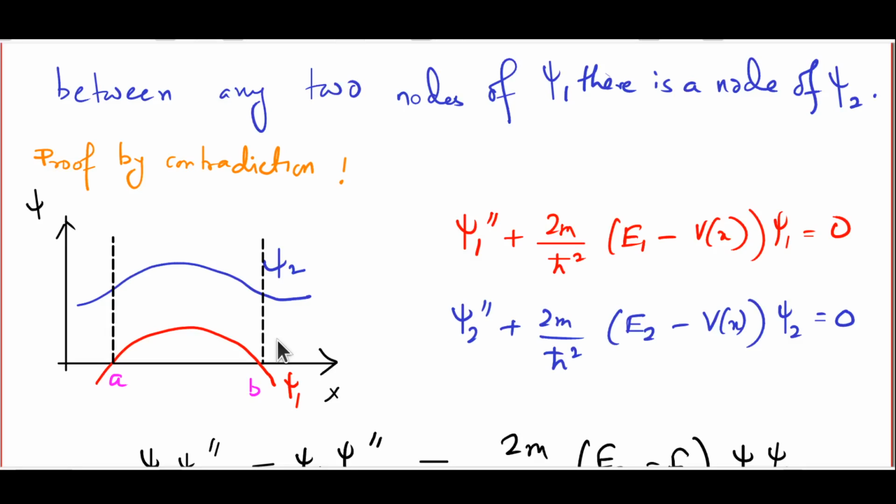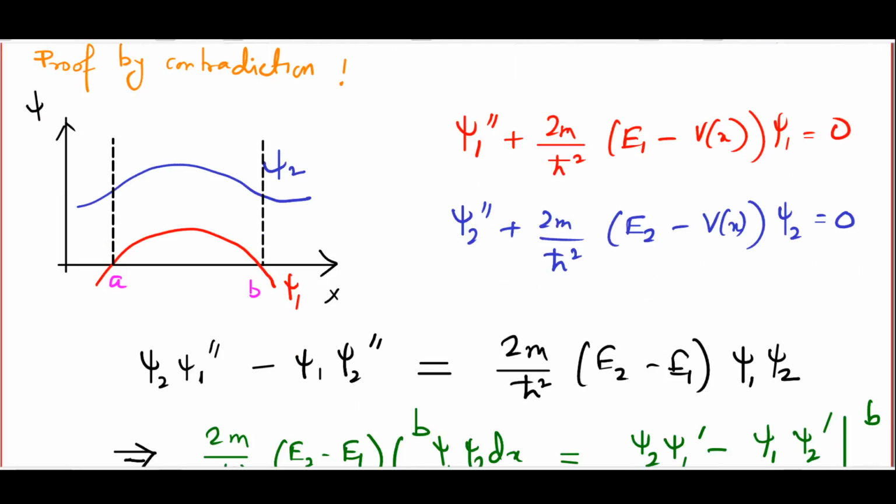Now, of course, as always, we will have to start with the Schrodinger equation. So this is the Schrodinger equation for psi1, and this is the Schrodinger equation for psi2. Now you have two different energies, E1 and E2. So just as we did for the no-degeneracy proof, what we will do is we will multiply the first equation by psi2, the second one by psi1, and subtract. So I'm going to get psi2 psi1 double prime minus psi1 psi2 double prime on the left hand side.